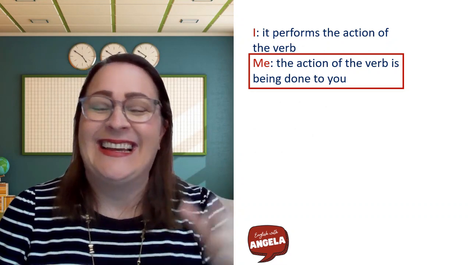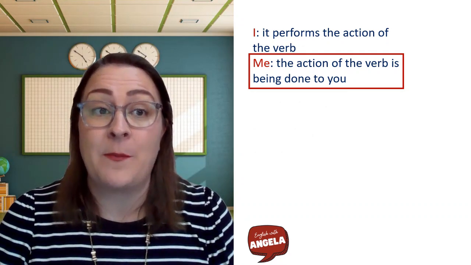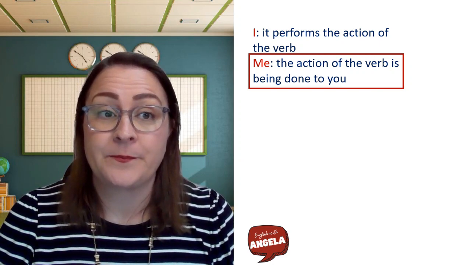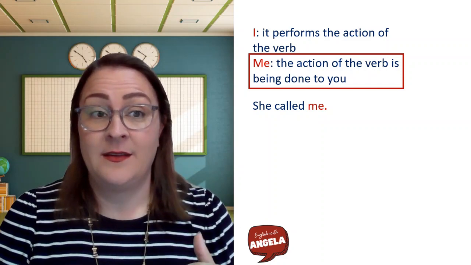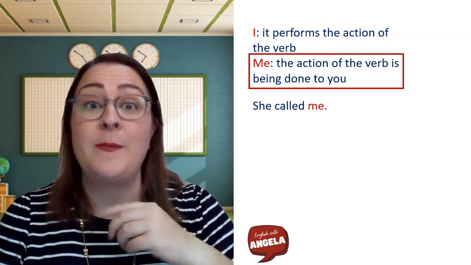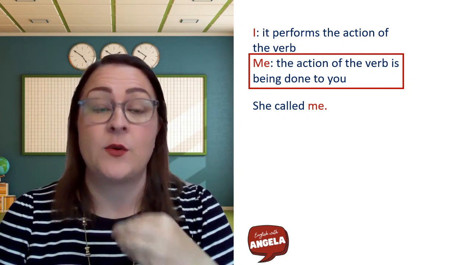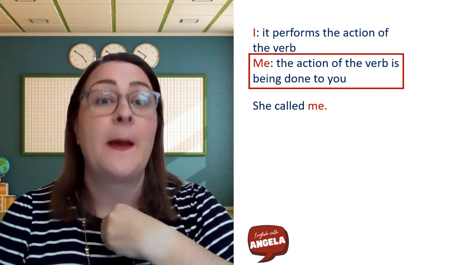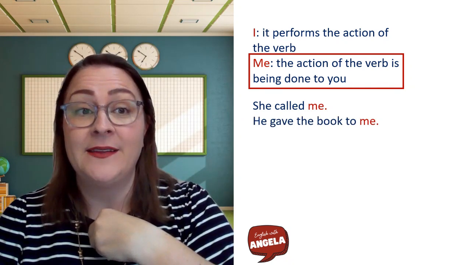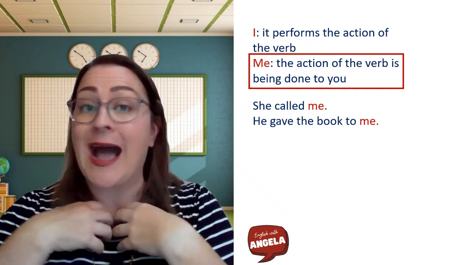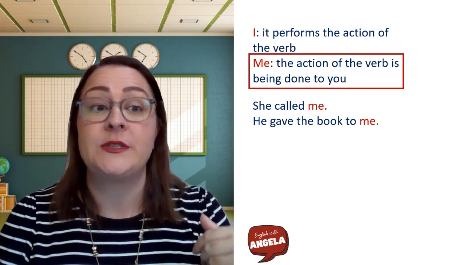Good. Let's talk about me. So the action of the verb is being done to you. So for example, she called me. So who did she call? She called me. I'm not doing the action. It's being done to me. So I am being called, so I'm going to use me. He gave the book to me. So who gave me the book? I'm not giving the book. It's being given to me. So I'm going to use me.